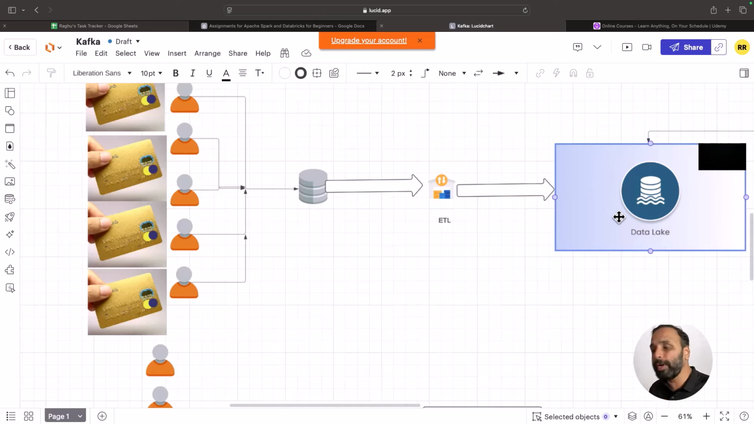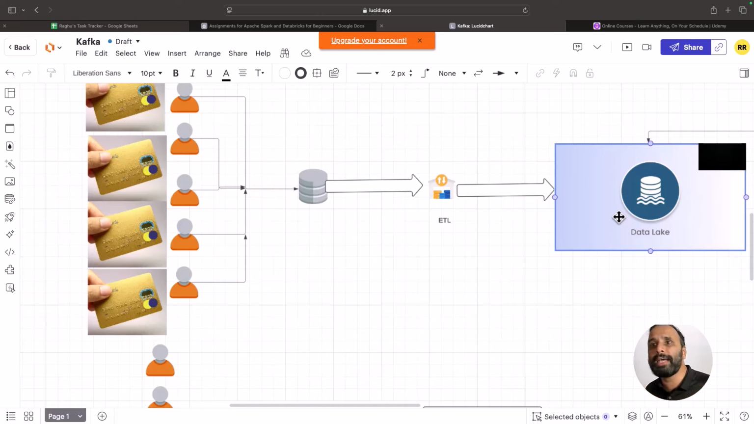So the important point you need to remember here is that the transactions are not immediately getting transferred to a data lake, but they're first captured in a database, and maybe at the end of the day, or maybe once in 2 days, these get copied into a data lake.